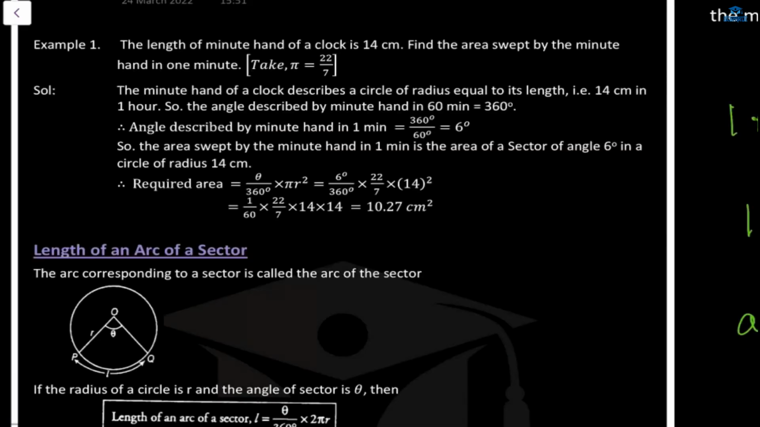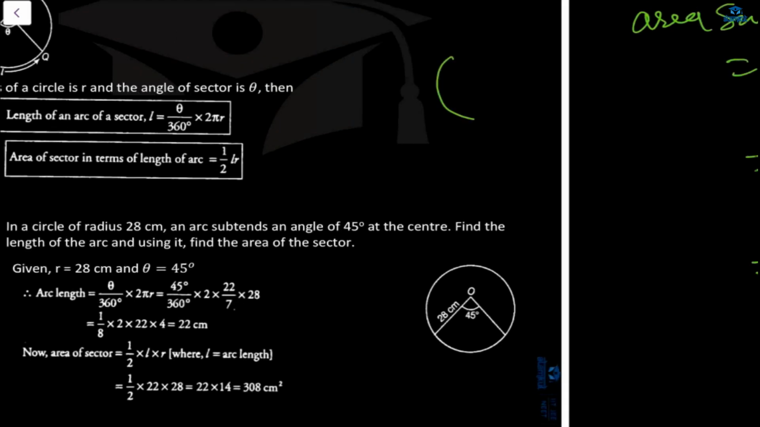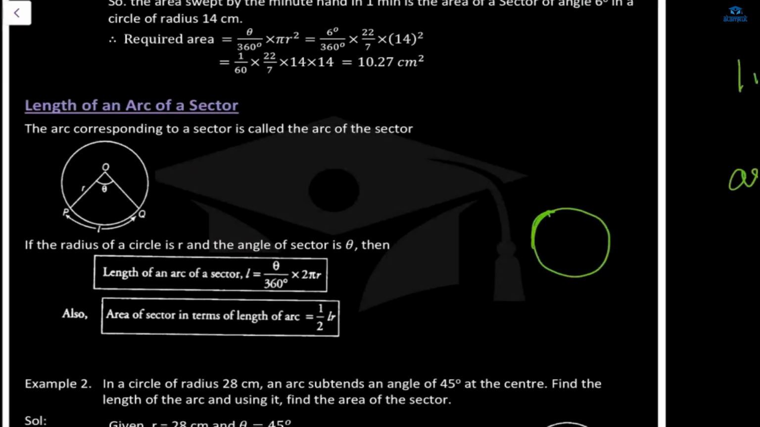Now, let's see the length of an arc. Generally, when we're talking about the length of the circle, we don't call it the length, we call it the circumference. But here we are saying the length of an arc, because in an arc, only part of your circumference is there. Either you are taking the minor arc or the major arc, it is just a part of your circumference, so we say length.